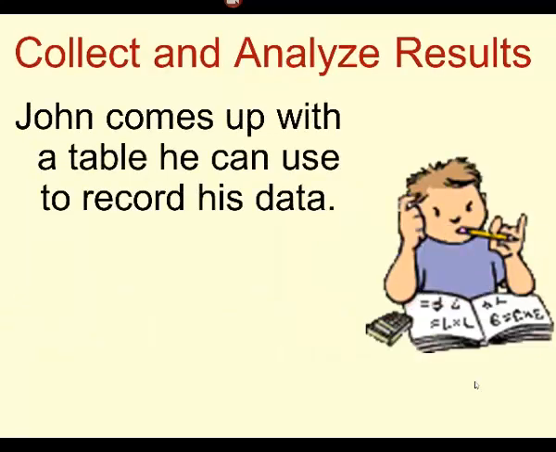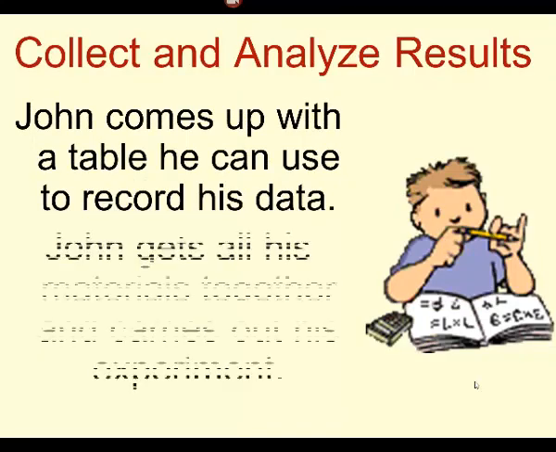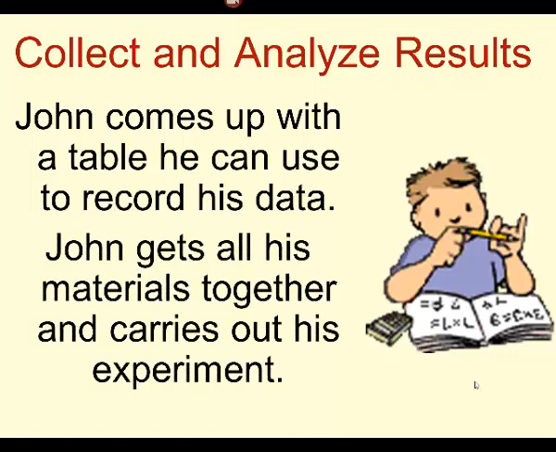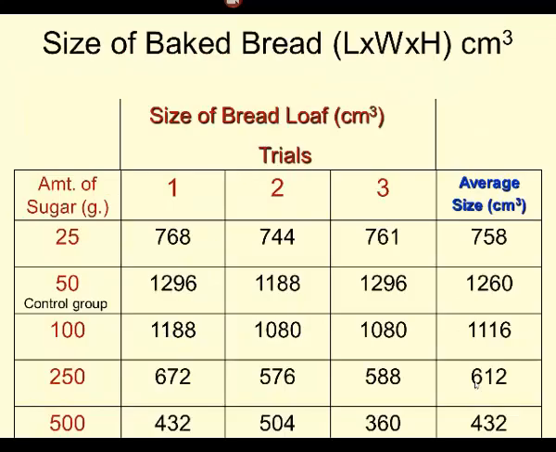Collecting and analyzing results. John comes up with a table that he can use to record his data. And he gets all of his materials together and carries out his experiment. So when John performs his experiment, these are the results that he gets. He measures the loaves of bread by taking the length times the width times the height, and he measures them all in centimeters, so this gives him centimeters cubed.